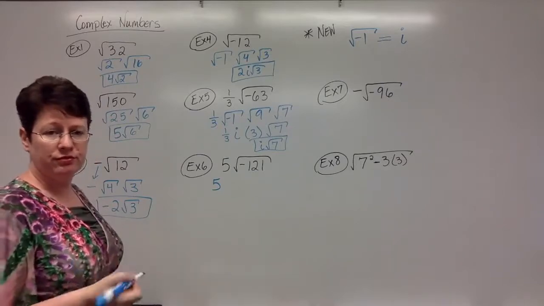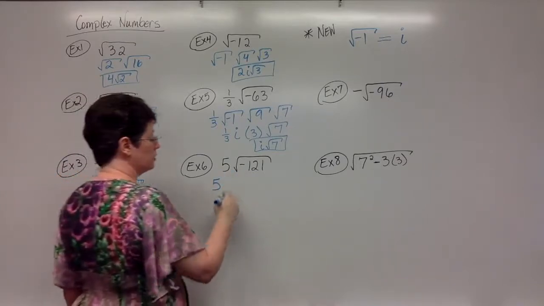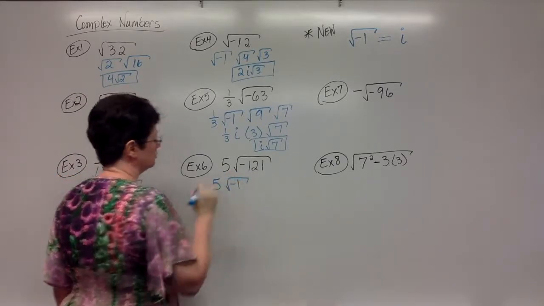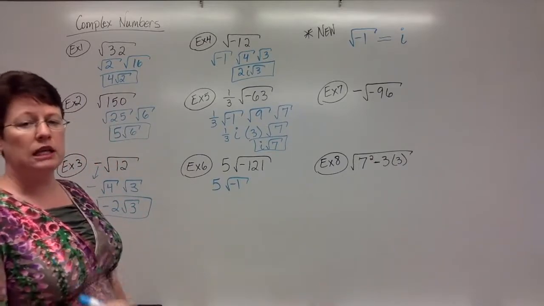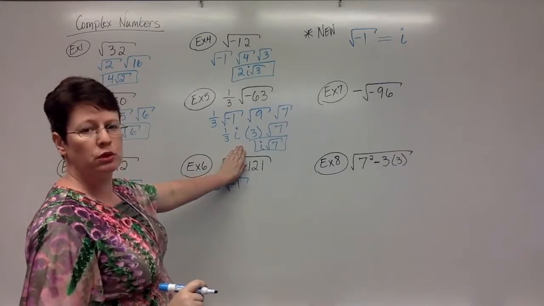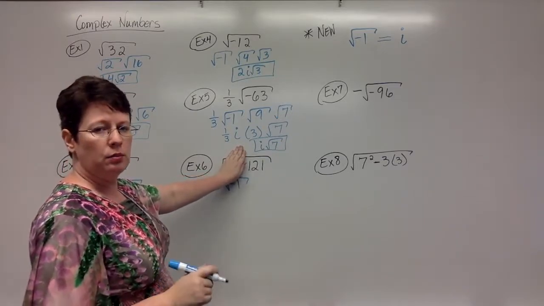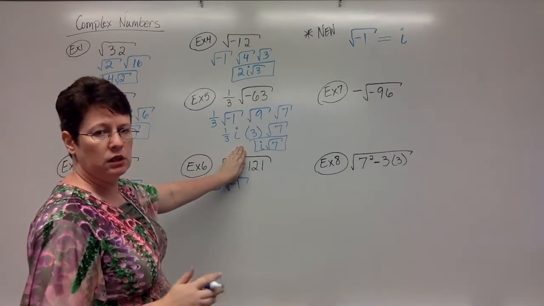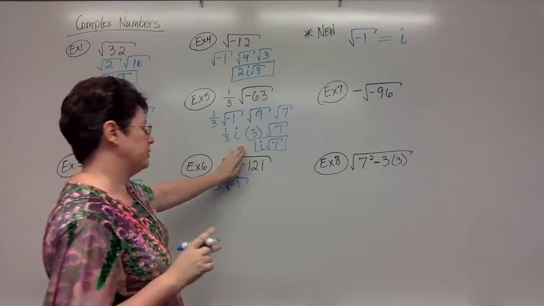Bring it down. That's okay. Negative 1 in a radical, not a problem. There's my negative 1. Now let's imagine what could happen if that negative wasn't there. It's just the square root of 121. What multiplies to give me 121? 11 and 11. Very good.